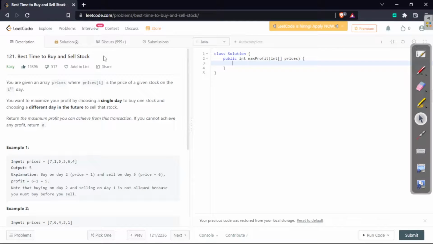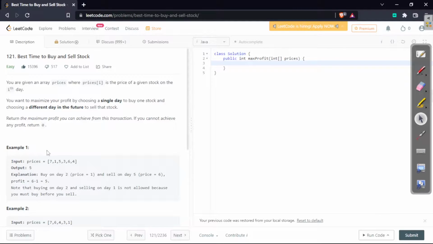In this video, we're gonna be solving problem 121, best time to buy and sell stock. Let's see what the given problem is. It is said you are given an array prices where prices[i] is the price of a given stock on the ith day. So these are some prices given of the stocks on each single day.